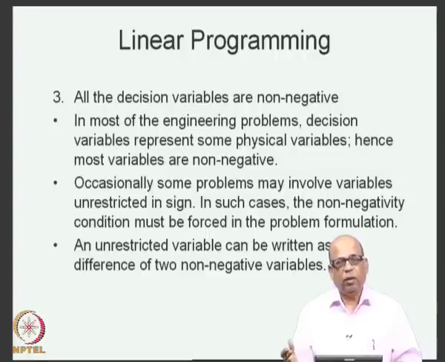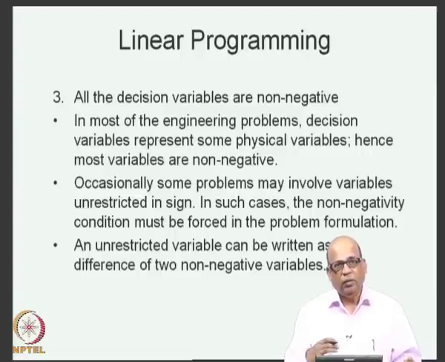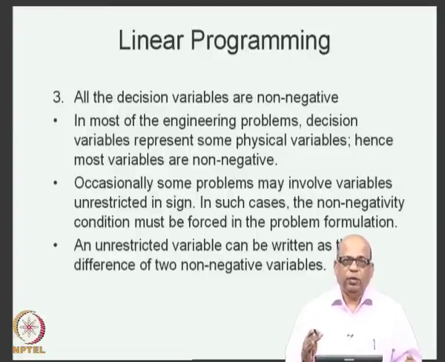However, there will be certain cases where you may have to account for variables that are unrestricted in sign. For example, you may be talking about temperature. Temperature can assume negative values. In such situations, there must be a way of handling these variables in the general linear programming problem. When you have a variable which is unrestricted in sign, it can take positive values, and it can also take negative values.